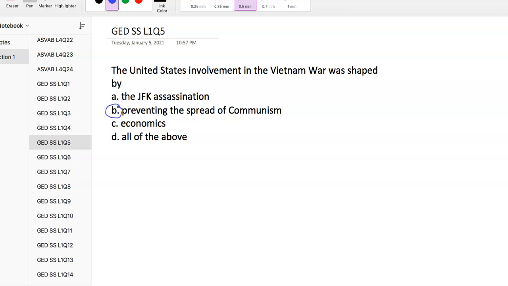If you just think this through, say we need to know this answer, that preventing the spread of communism was a big deal in this period of time, the 1950s and into the 1960s. It's a big deal in the U.S. So the JFK assassination has really nothing to do with the Vietnam War. Economics has really nothing to do with the Vietnam War. But preventing the spread of communism was definitely a big deal.